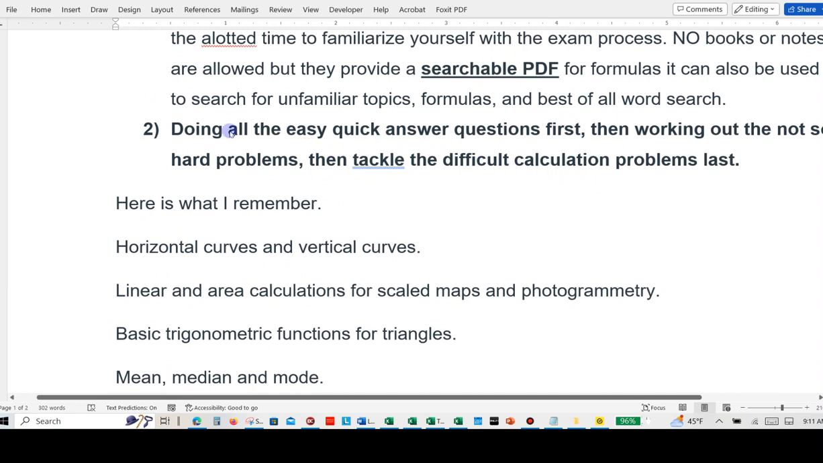And then do all the easy questions first, knock them all out. The ones that say, what is this? And it says A, B, C, D. Knock all those out. They take 15 seconds each, and you'll be done with 80% of the test in 20% of the time.